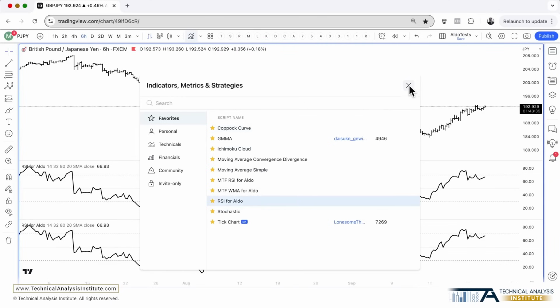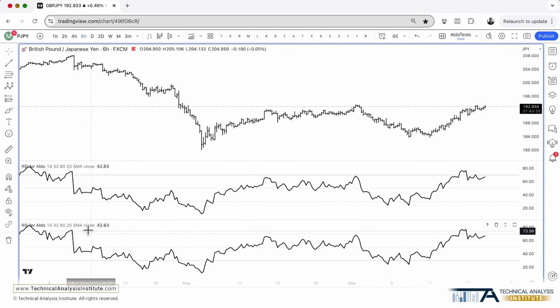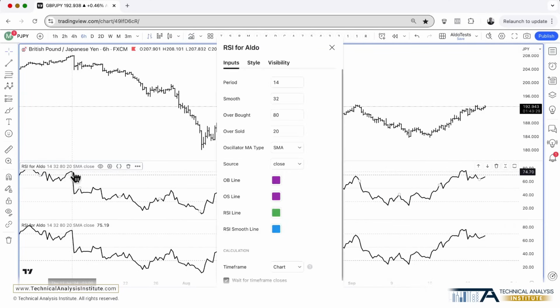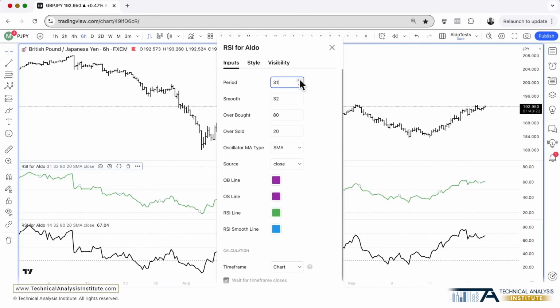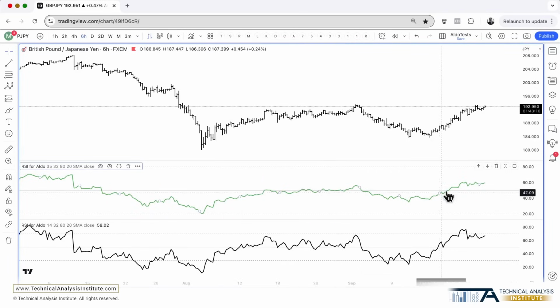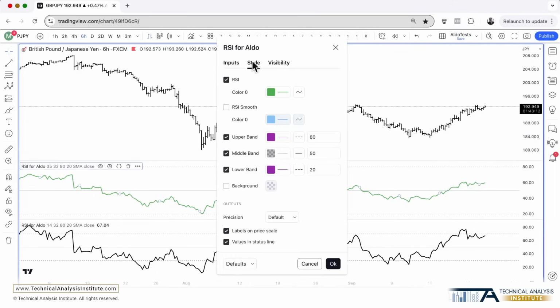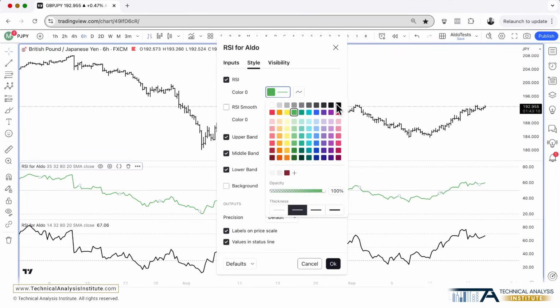Put two of them. Now, the one on top will be the RSI 35. Let's say that you change it from 14 to 35. Go up like that, or write it down, 34, 35. Okay, perfect. And we can change the color. You can take the color you want, it doesn't really matter, but let's take the black, so we continue with the same theme that we just did.